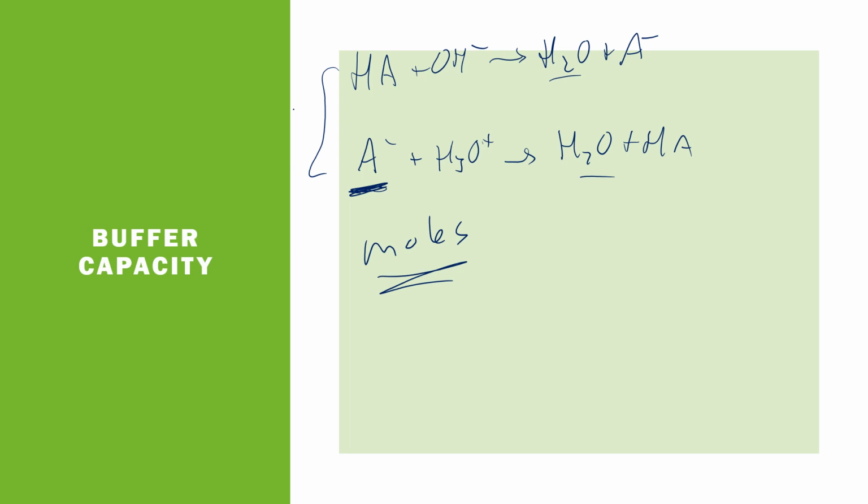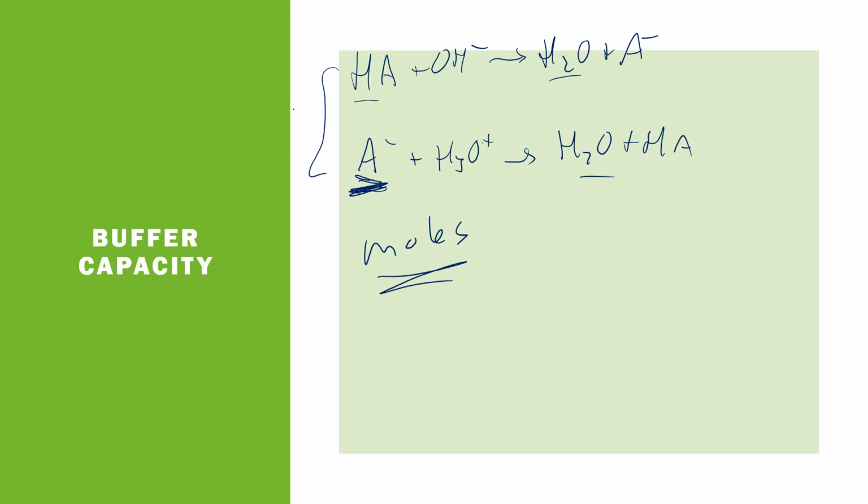Also, if you want the buffer to be really useful for both base and acid adding in, you want them to be equal concentrations. Right? So if you have the same amount of HA and A-, then it will be equally effective against a base or an acid being added in. If you want it to more so neutralize acid, then you're going to need more of the A-. If you want it to more so neutralize base, you're going to need more of the HA. So it really depends on what the buffer system needs to be able to do. And then that will kind of depend on your capacity.